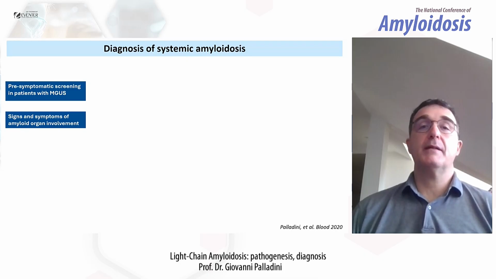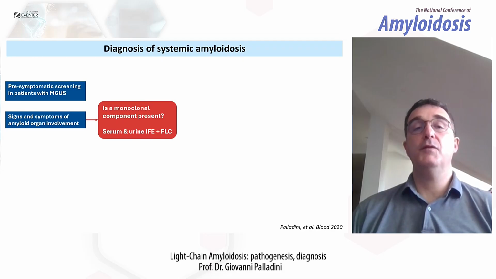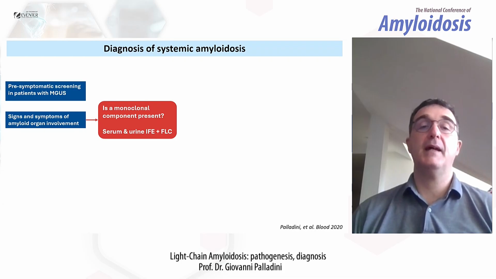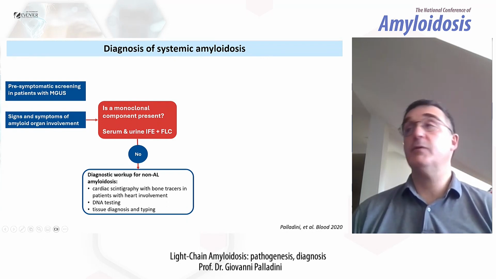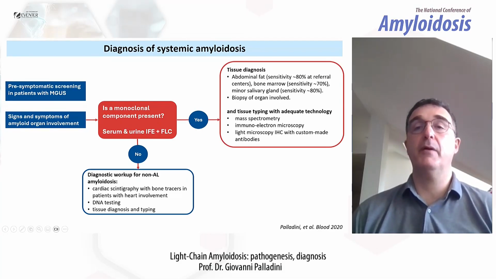So this is our flow chart to diagnose systemic amyloidosis. We start from signs and symptoms, and then if you don't know that a monoclonal component is present, you look for this as the first step. If there is no monoclonal component, you start a diagnostic workup for non-AL amyloidosis. This will be discussed tomorrow. And if heart involvement is suspected, then you go for cardiac scintigraphy, and this will be the topic of your session tomorrow. If there is a monoclonal component, you need a tissue biopsy that needs to be characterized adequately.